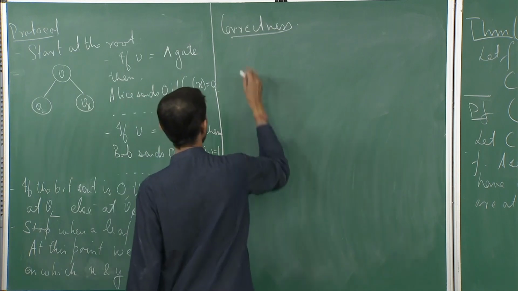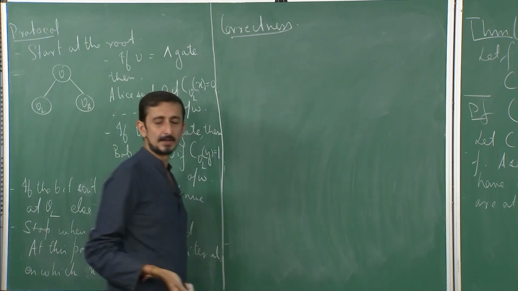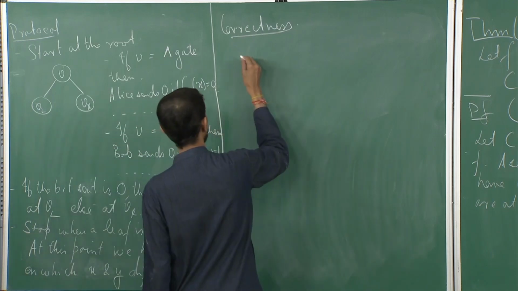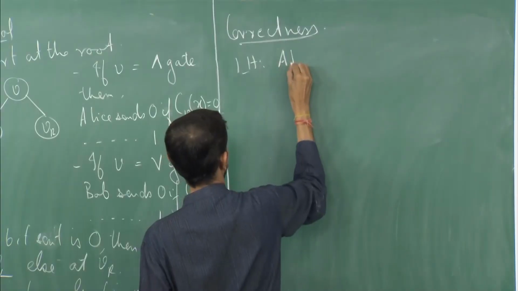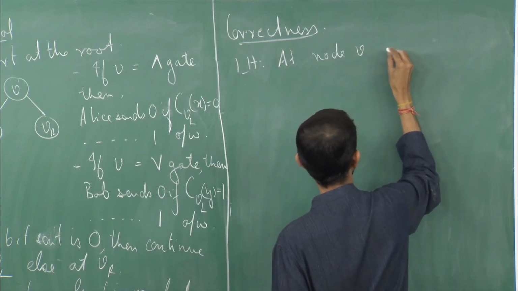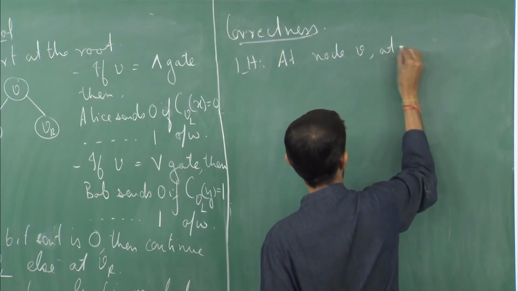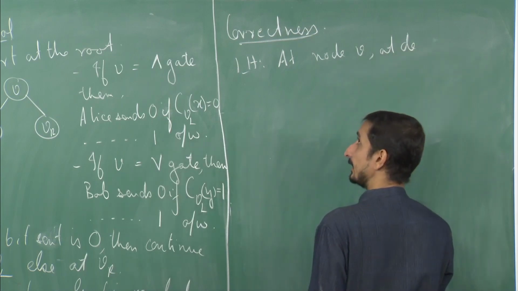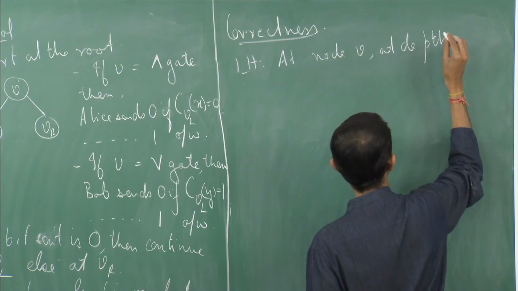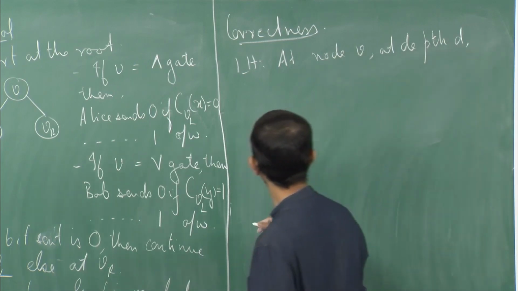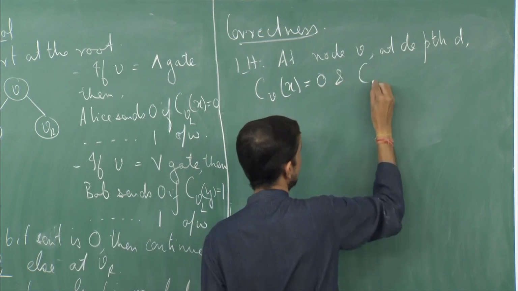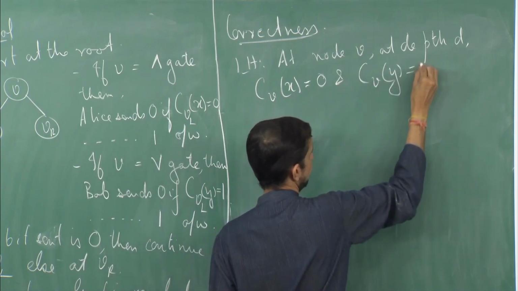So what is our induction hypothesis? The induction is on the depth of the circuit, and the hypothesis that we maintain is that at a node V at depth d, CV of x is 0 and CV of y is 1.